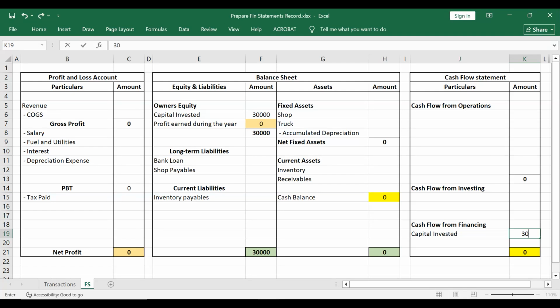Capital invested, 30,000. Now, as you can see, we have completed posting this transaction and the balance sheet is tallying on both the sides. So let's go to transaction number 2.